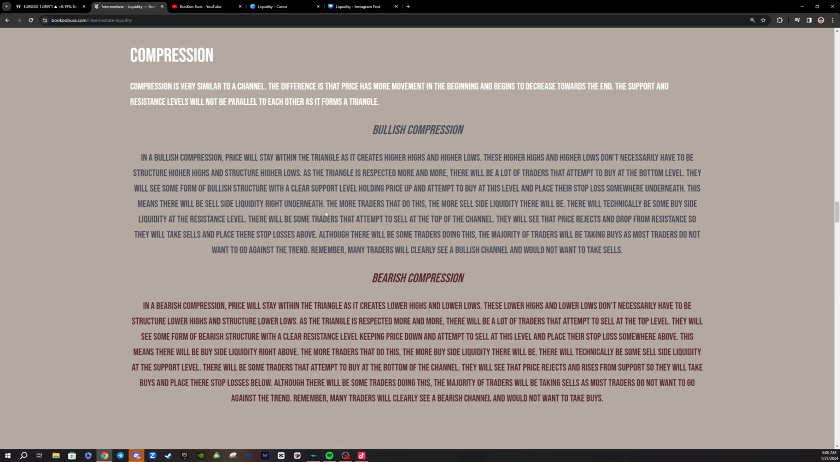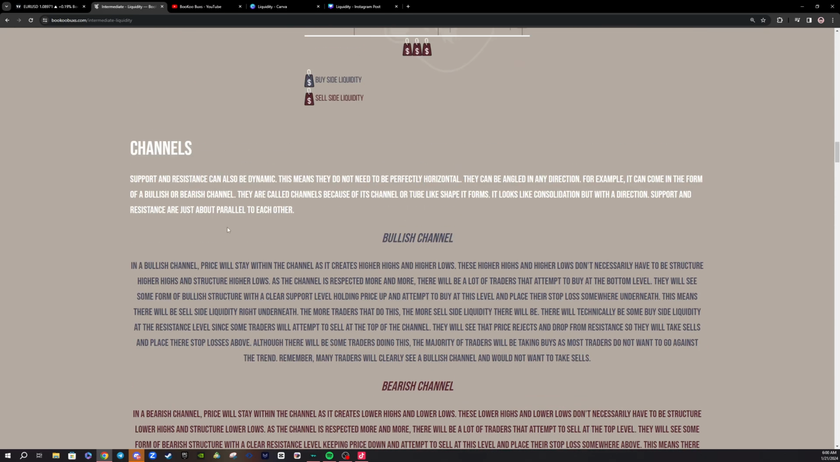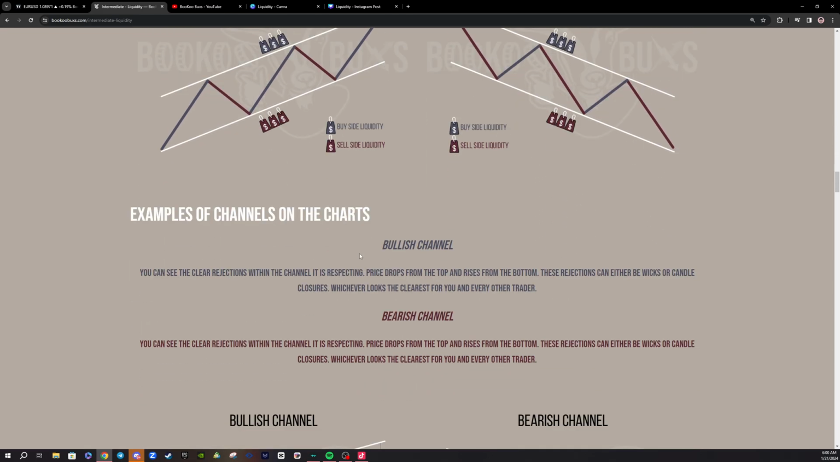Compression is very similar to a channel. The difference is that price has more movement in the beginning and begins to decrease towards the end. The support and resistance levels will not be parallel to each other as it forms a triangle. So going back to channels, the biggest difference is these support and resistance levels are just about parallel to each other. Again, here these are picture perfect examples of them being completely parallel, but they won't always be picture perfect.